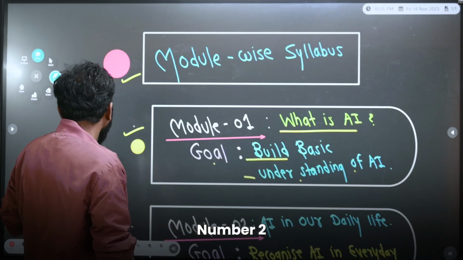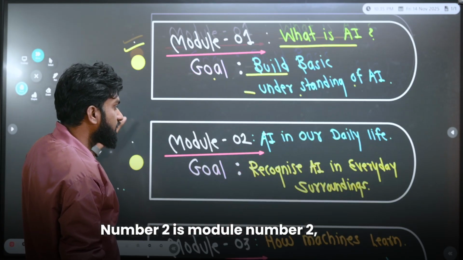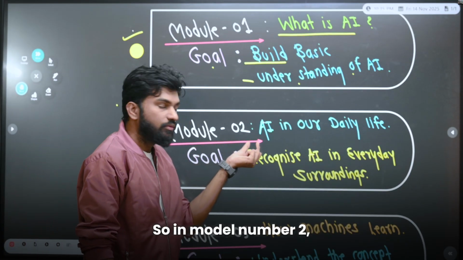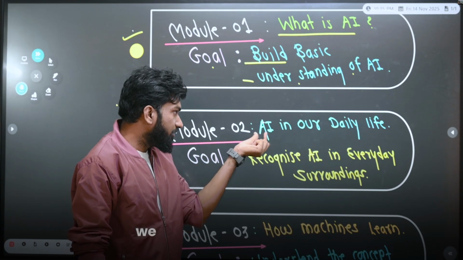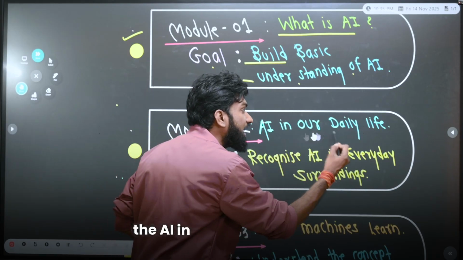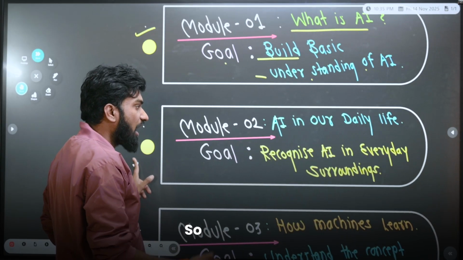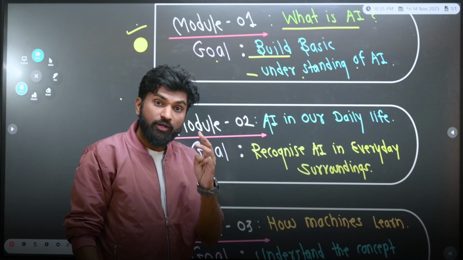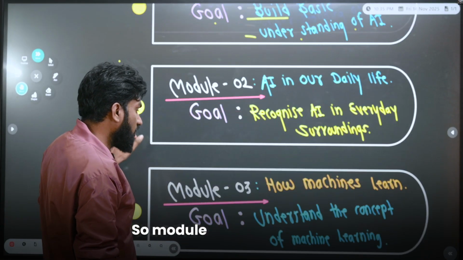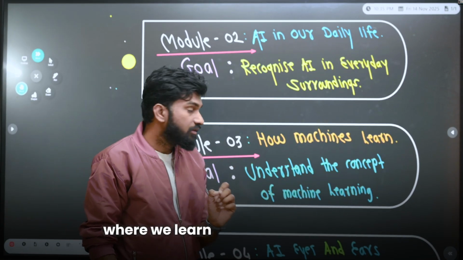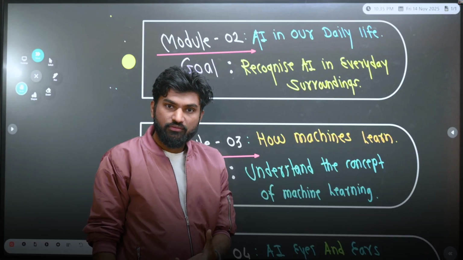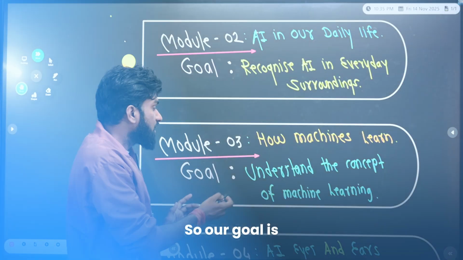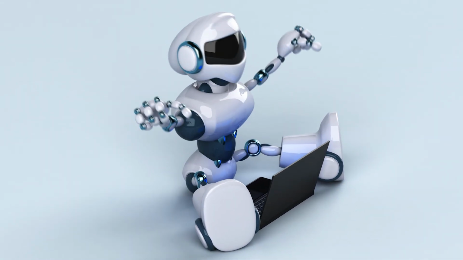Now module number 2. In module number 2, we will understand AI in our daily life. Our goal is to recognize AI in everyday surroundings. Module number 3 is where we learn how machines learn. Our goal is to understand the concept of machine learning.